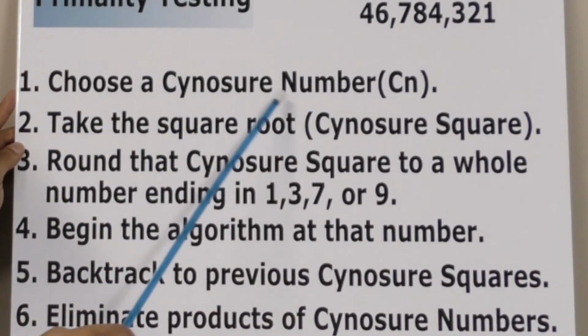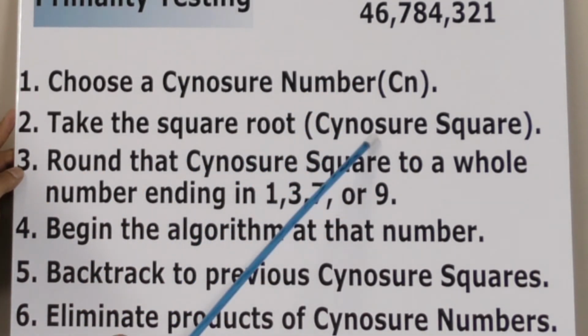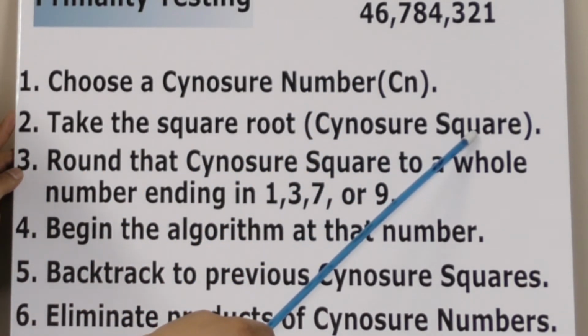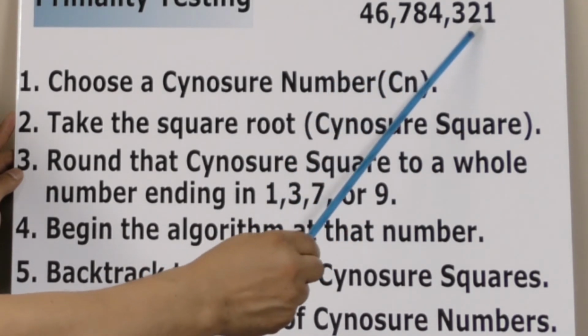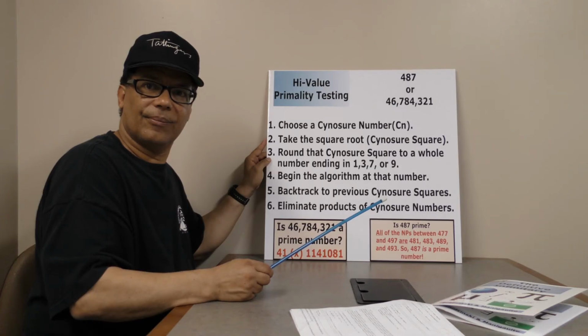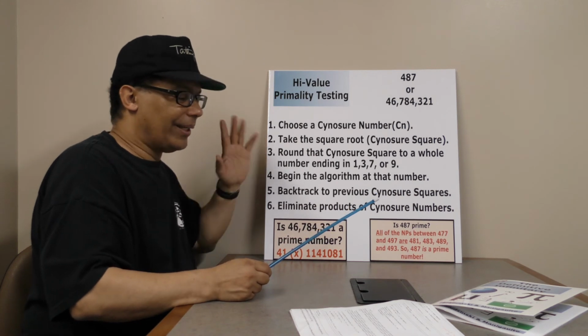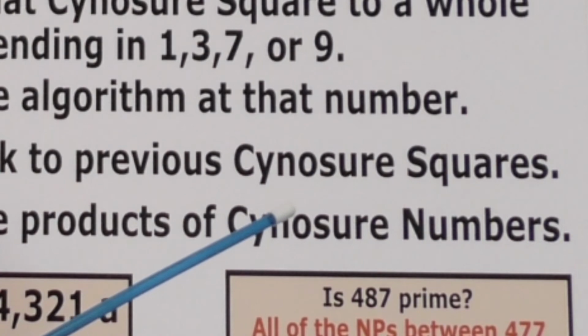Number 1, choose the cynosure number. We just did, that big number. Take the square root, the cynosure square we want to discover. So the square root of 46,784,321 is approximately 6,839.9. Okay, so we leave off the decimal, and that is our cynosure square.